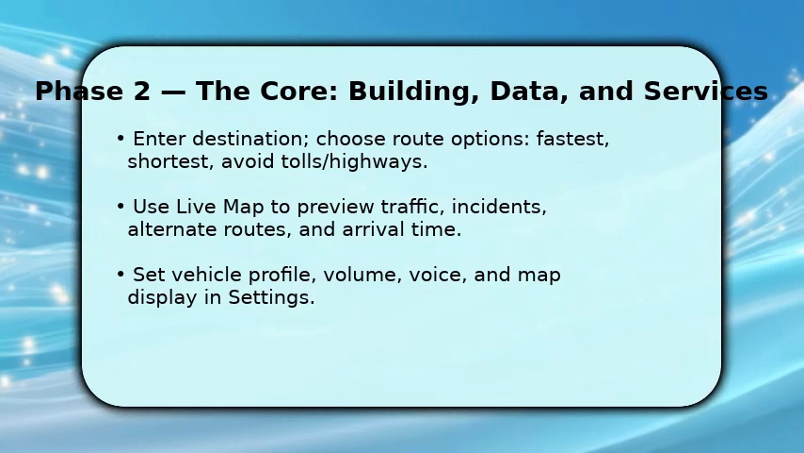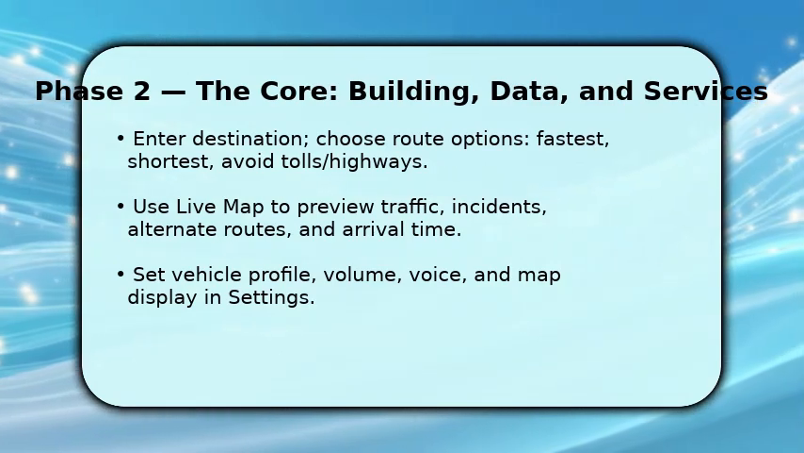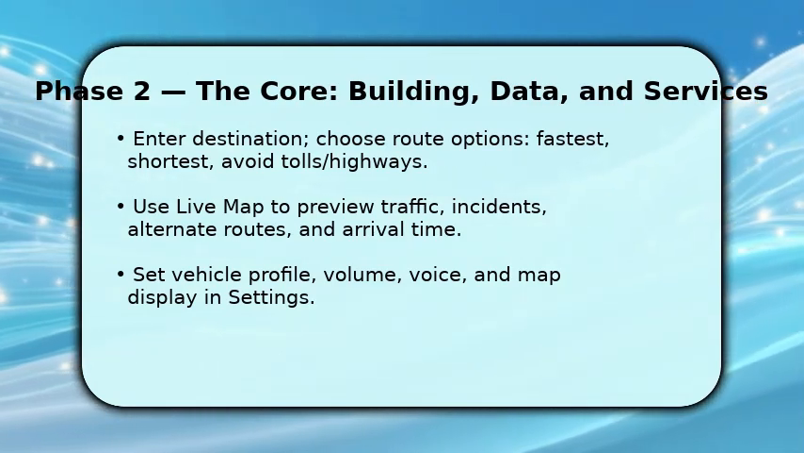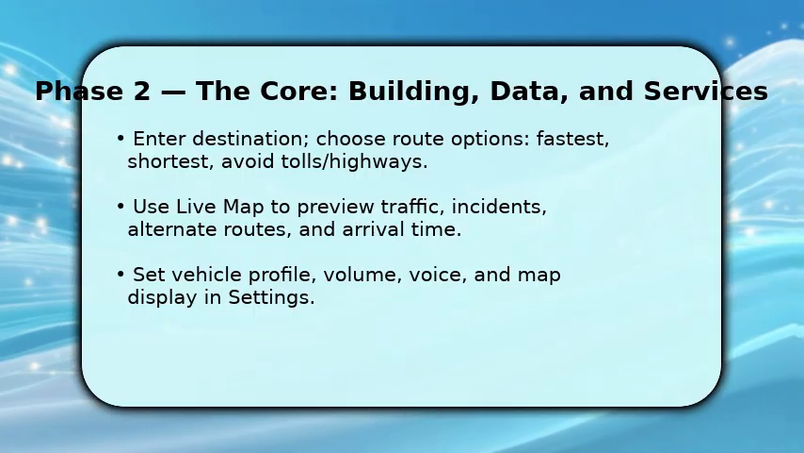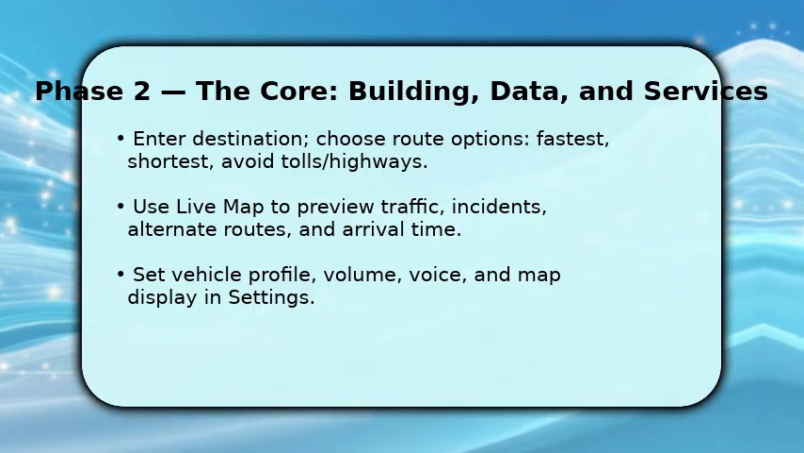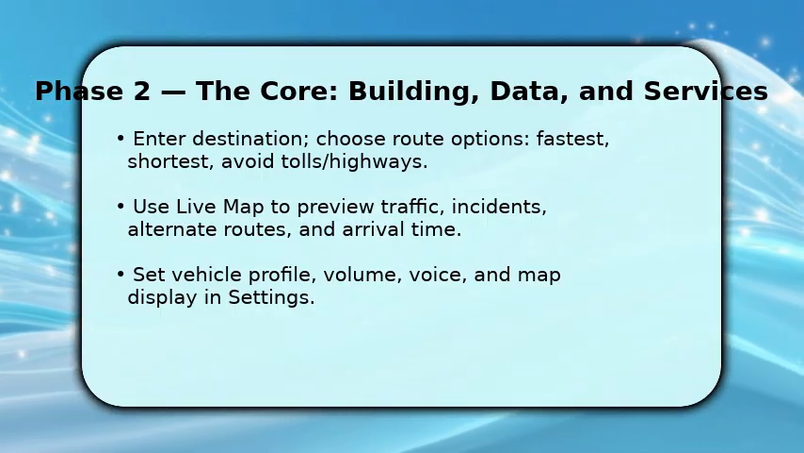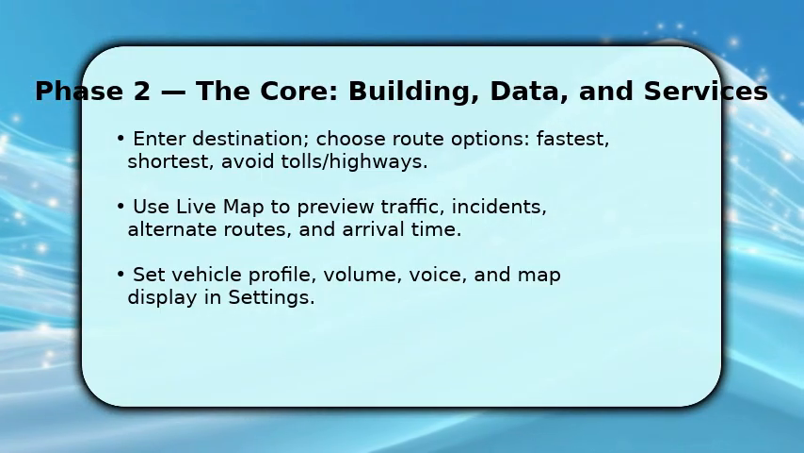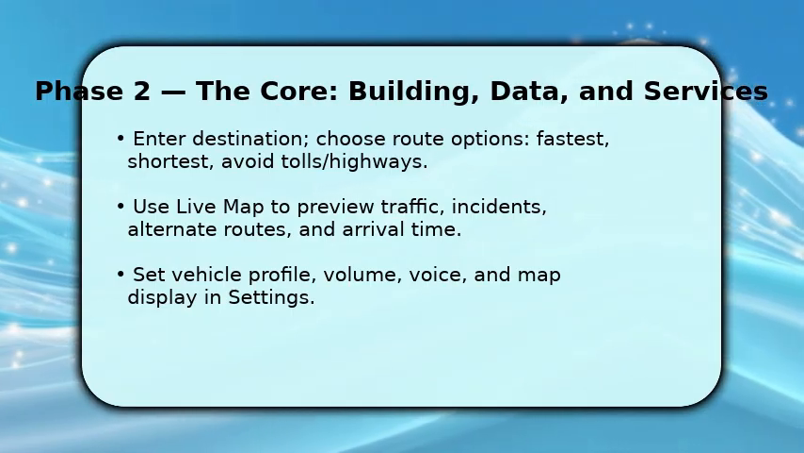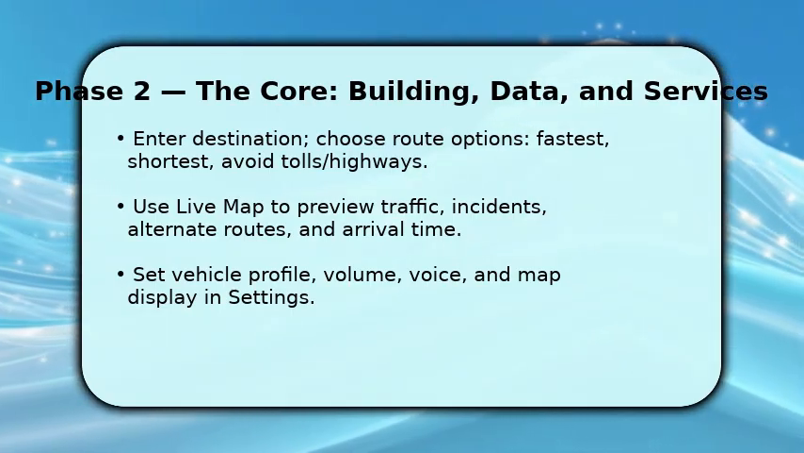You'll type the destination into the search bar and pick from suggested places. Waze then shows several route options. Choose fastest, shortest, or toggle avoid tolls or highways depending on your priorities. Use the live map to preview congestion, reported incidents, and estimated arrival time, because that's how you compare alternatives.